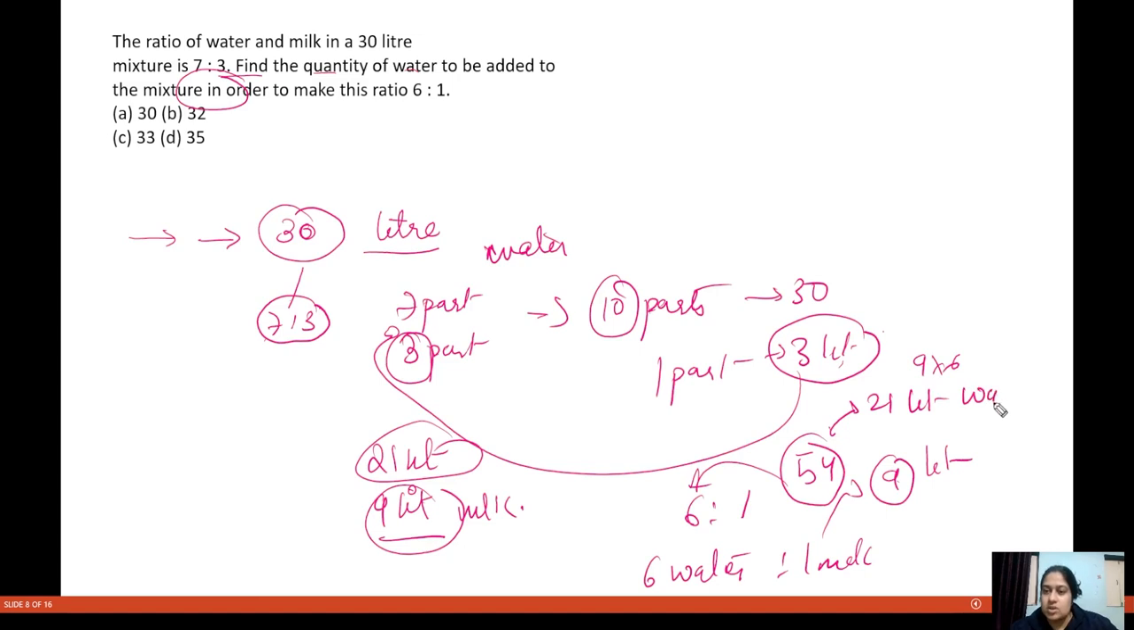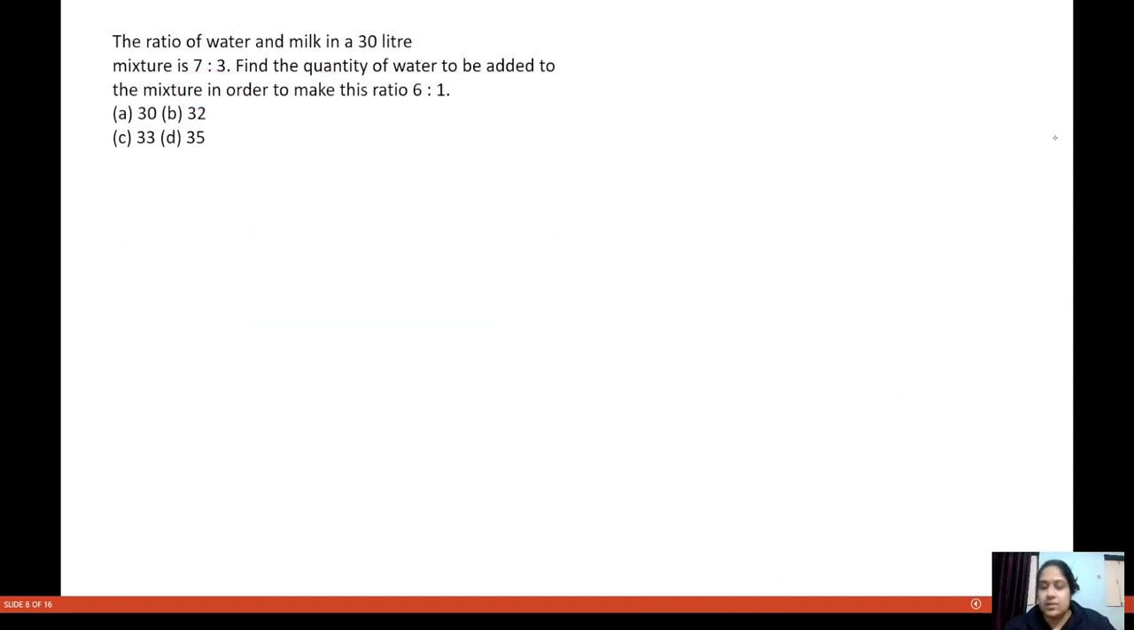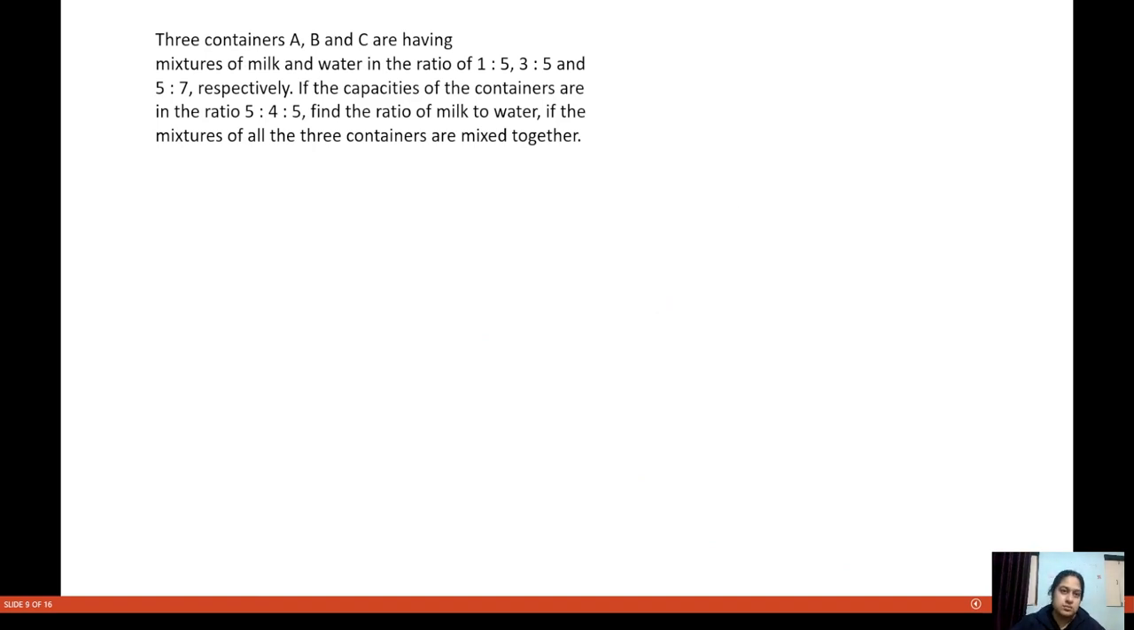So fine. Okay, let's move on to the next question. Now it is saying three containers A, B, and C are having mixtures of milk and water in the ratio 1 is to 5, 3 is to 5, and 5 is to 7 respectively. If the capacities of the containers are 5 is to 4 is to 5, find the ratio of milk to water if the mixtures of all three containers are mixed together.